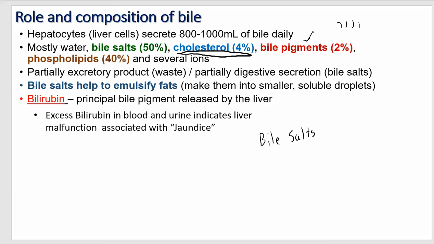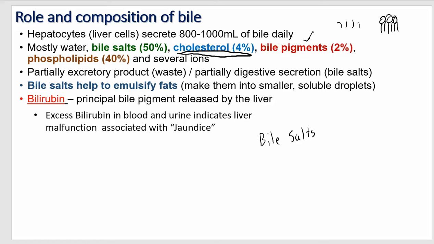Okay, and then phospholipids. Remember, phospholipids are those things that make up the cell membrane, so there is a lot of that in bile. And then some ions and some other stuff. Water is in there. Okay? So bile is partially excretory, which means it's waste. If something is being made in the liver and the liver just doesn't want it anymore, if it's some kind of toxin or what it thinks is a toxin and it wants to get rid of it, it'll just dump it out with the bile.